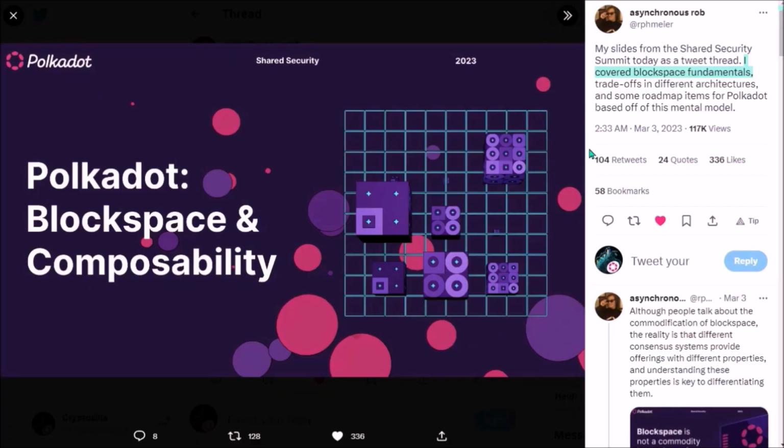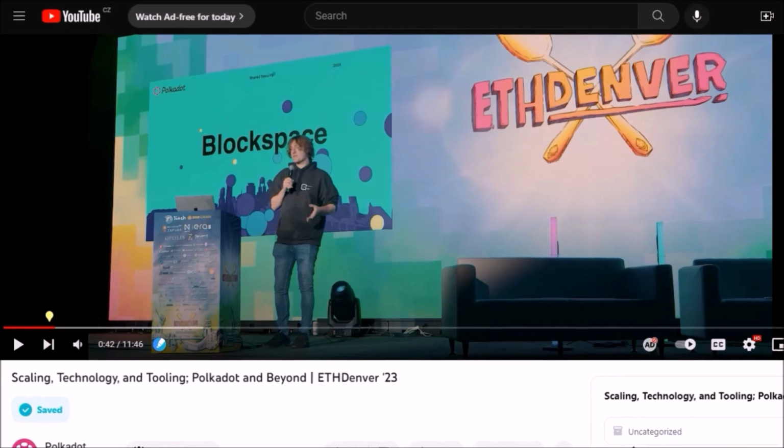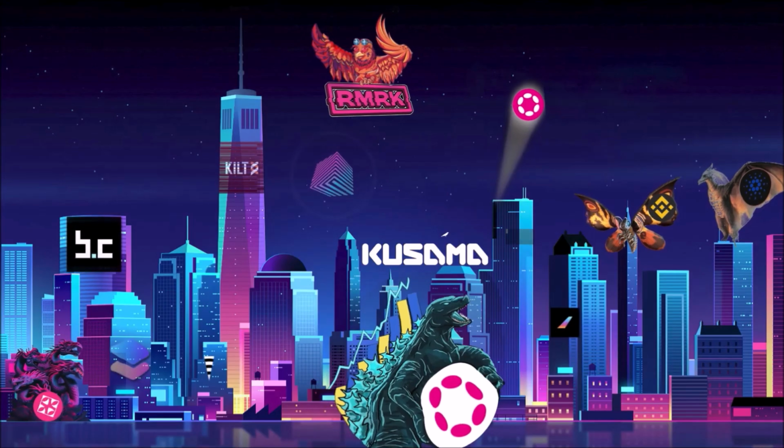Since then, he tweeted several times about what Blockspace is and why the main focus of Polkadot will be on increasing the amount of quality Blockspace instead of maximizing the number of blockchains. And he also gave a presentation about this Blockspace topic recently at ETHDenver.